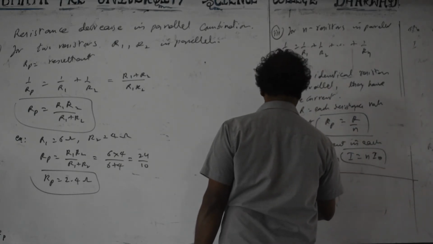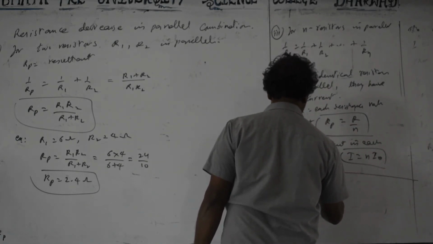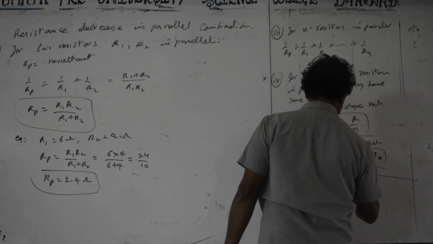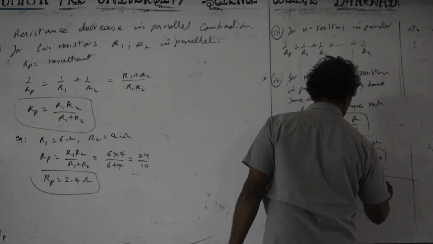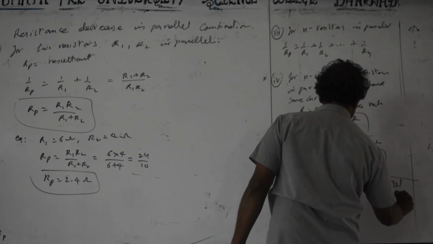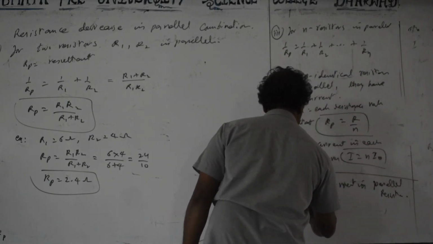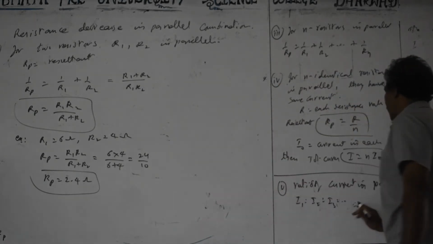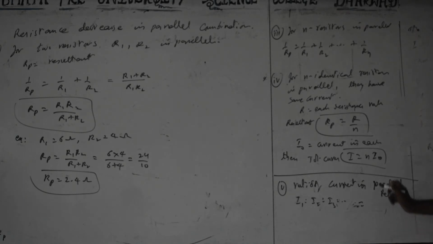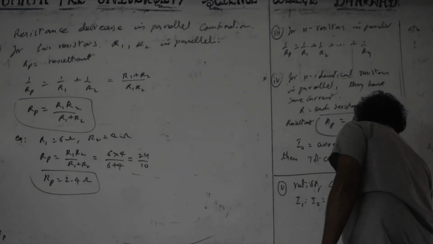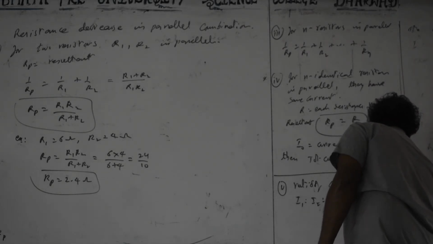Next is the ratio. The ratio of currents in parallel resistors, or parallel resistance combinations, is I1 ratio I2 ratio I3 and so on. Since V equals IR, I is equal to V by R. So it is V by R1, V by R2, V by R3 and so on. V is common, so it cancels. The ratio is 1 by R1, 1 by R2, 1 by R3 and so on.